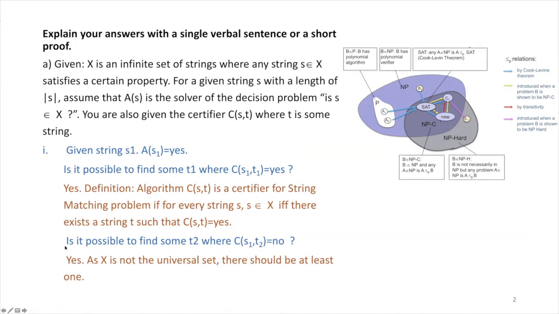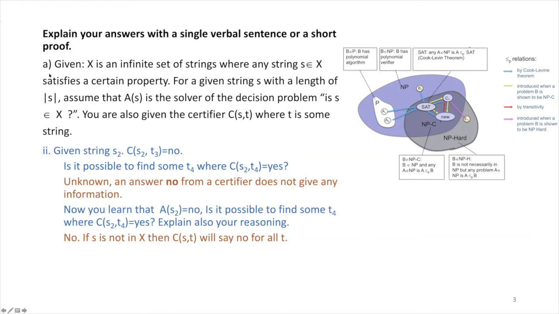The next question is, is it possible to find some T2 where C(S1,T2) is no? The answer is again yes. As X is not the universal set, there should be at least one. The given part is the same. We continue with the second part.